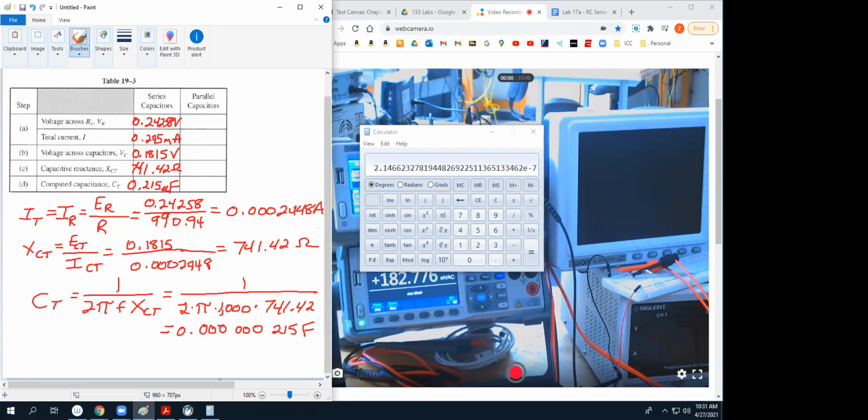Connect the capacitors in parallel and repeat step 7. Assume the parallel capacitors are one equivalent capacitor for the measurements. Enter the data in table 19-3 and the review questions. I'm not going to do the math for that. I'll let you guys do it since we've been through it, but I will show you how I would set up my board with the capacitors.